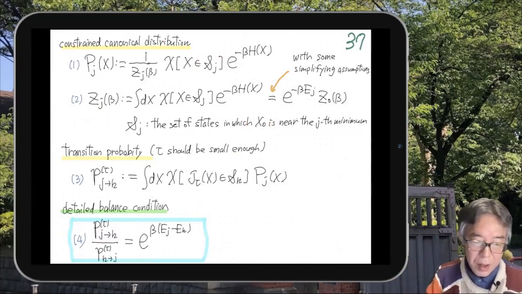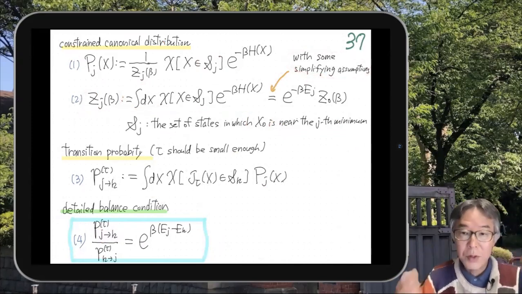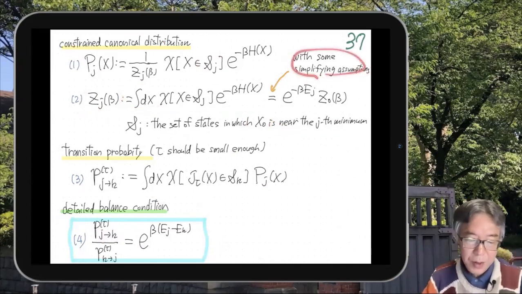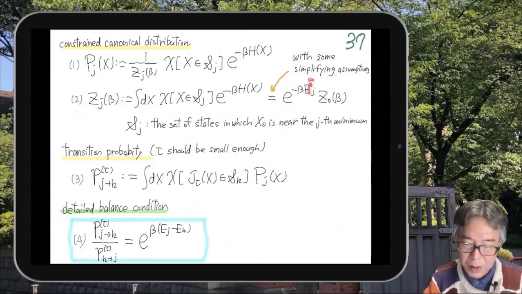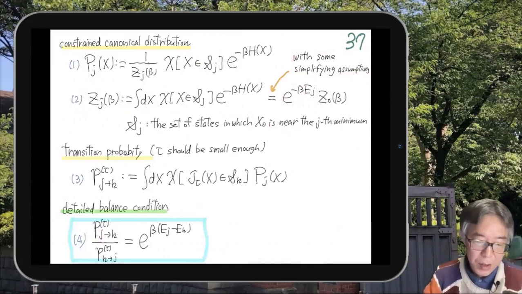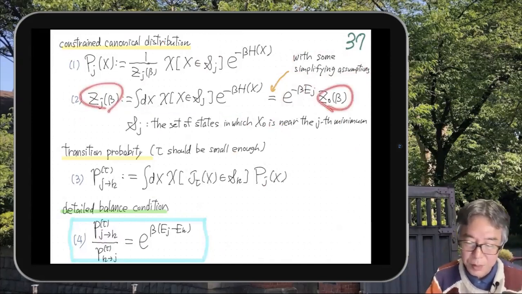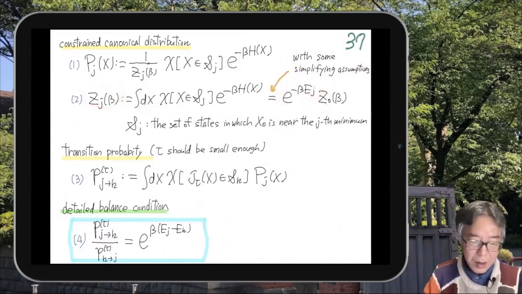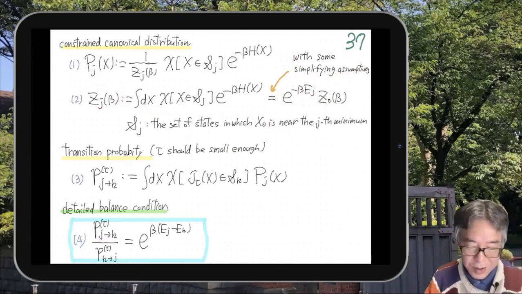Then we again define this constrained partition function, and with some simplifying assumptions, maybe the assumption that this is actually F_j of beta, but the beta dependence of F is small so you neglect it, or we make a more detailed assumption. But anyway, we can safely assume in many cases that this is written approximately like this. And then I'm very sketchy.